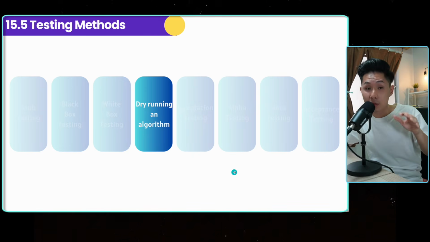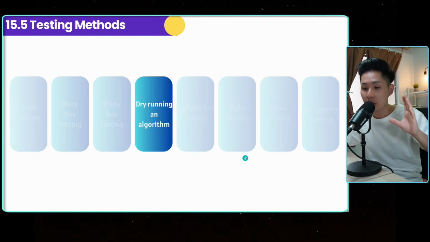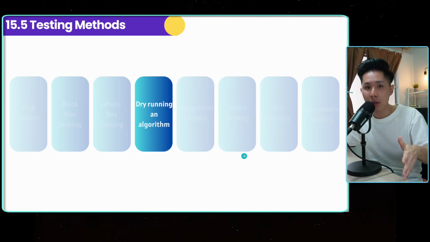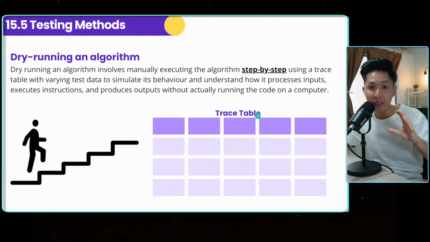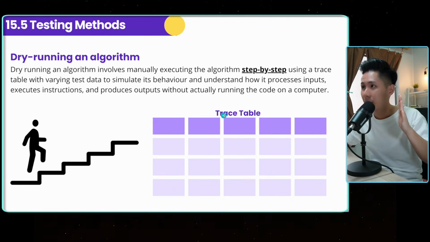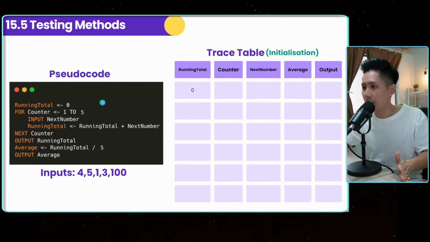Now, the next one is interesting. Dry running an algorithm, meaning once you have written the code, you pretend that you are the computer and run the algorithm step by step, which is what I just talked about. And one tool that you need to dry run your algorithm is called the trace table. Let me show you. Let's say this is our pseudocode.